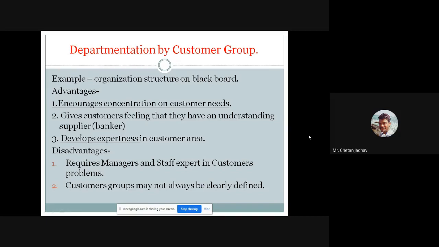Then, customer groups may not always be clearly defined. Sometimes we have to give some direction: please stand in this row for the agriculture department, stand here for the different institution department, but people do not understand, they just make some confusion, so that will also be difficult. So we have to define some path. So agriculture department customers go here, we have to make some arrow markings. Okay, we have to keep some arrows: please go here, please go there. This way we have to give some attention. Okay, so this way there are some disadvantages also.